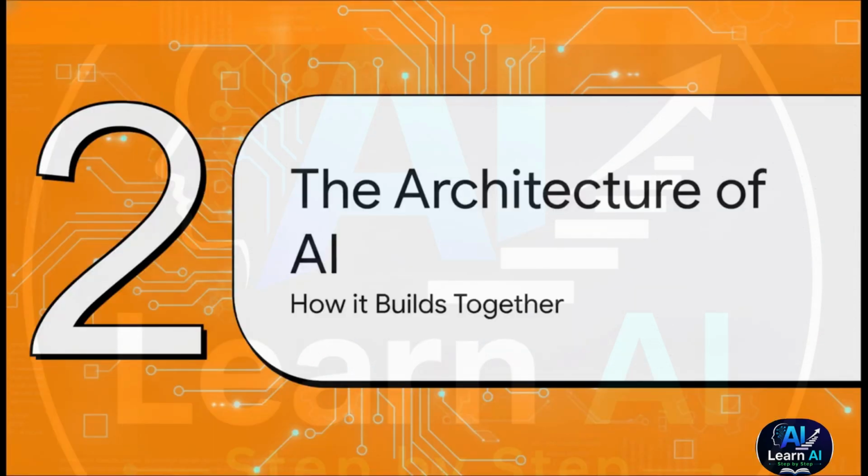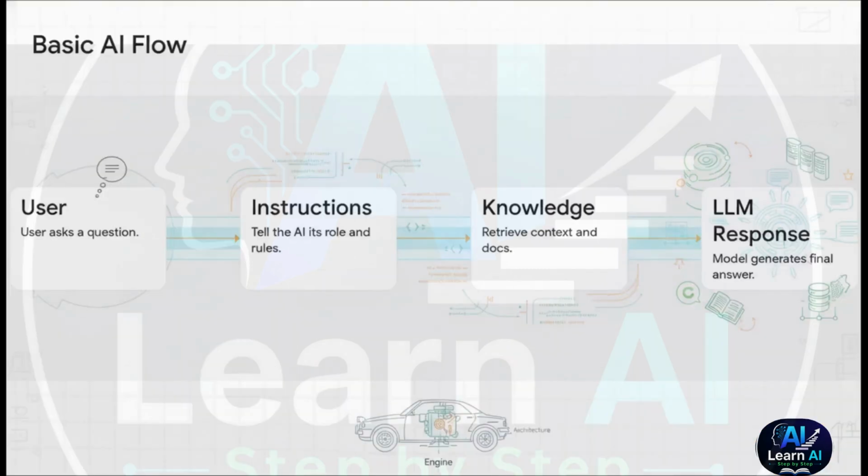Moving on to Section 2, the architecture of AI. Let's see how this actually builds out into a proper, functional system. A modern AI assistant isn't just a language model floating out there in a vacuum. It's actually a super precise flow built on 4 main layers. Step 1, the user asks a question.